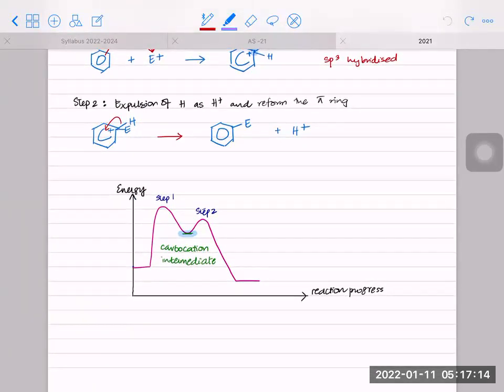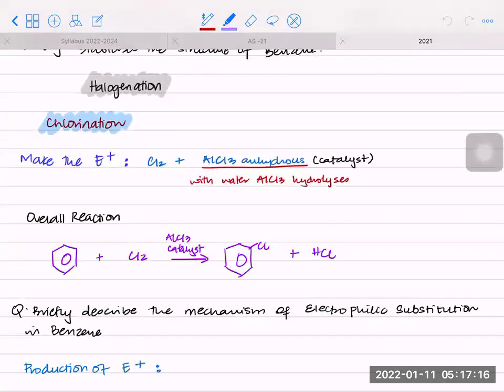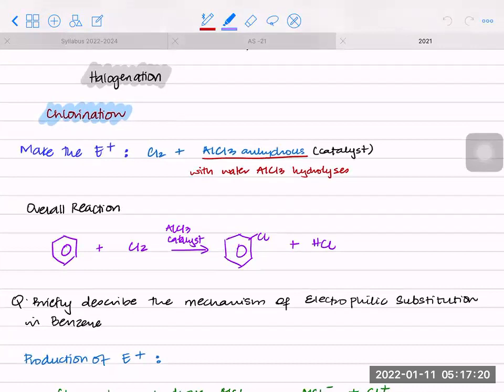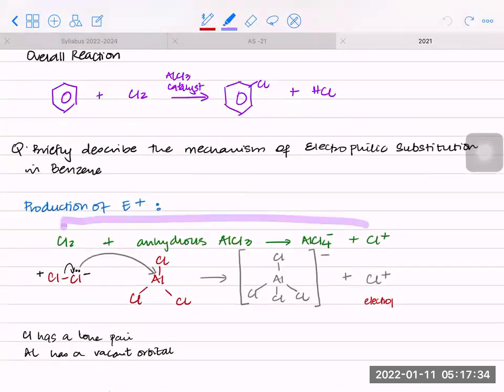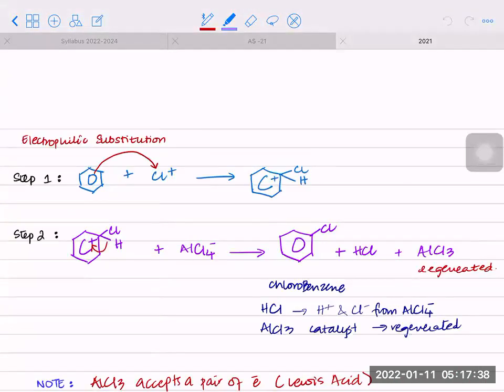Then I told you that prior to substitution, you have to make the electrophile in the presence of a catalyst. So chlorine plus AlCl3, that needs to be anhydrous, because if you take it with water, AlCl3 will hydrolyze. So this is the catalyst, and they first make the electrophile, that is Cl plus, by this reaction right here. And then electrophilic substitution will continue, and you will get chlorobenzene as the product, and HCl as one of the products.